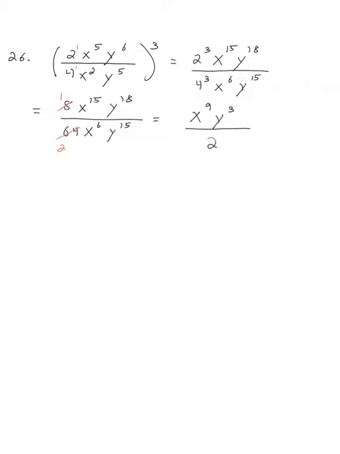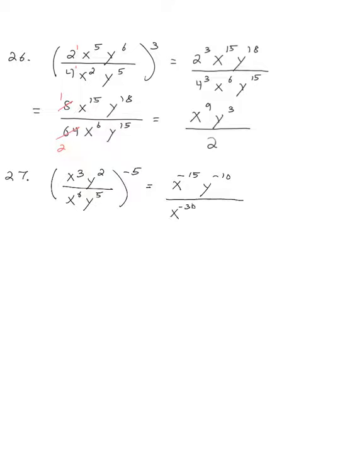If I now look at 27, other part of the homework here, other side, we have x cubed y squared, x to the 6th, y to the 5th. And this is all to the power of negative 5. Directly multiplying exponents, I get x to the negative 15, y to the negative 10, then I get x to the negative 30th, y to the negative 25th.